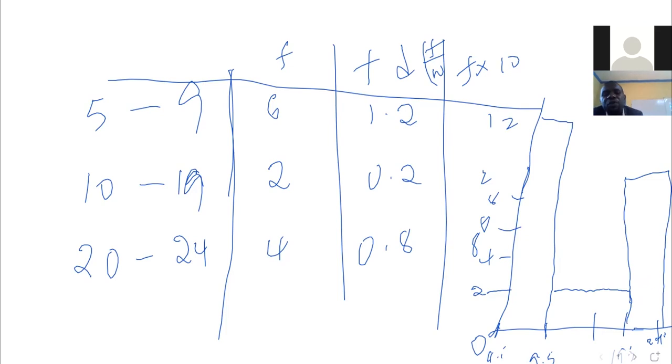So that is the point when you use frequency density: when the class widths are not uniform, you plot frequency density against the class limits. But otherwise, when the class widths are uniform, you plot frequency against the class limits straight away. I hope you answered. Yes, thank you.